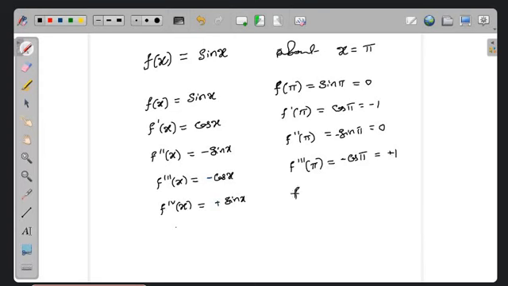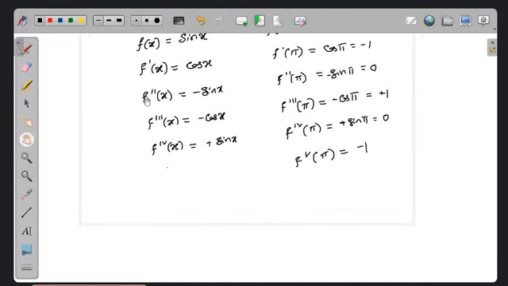Okay, and similarly we can think about the other derivatives also. And if you want one more, we can write. Fifth derivative we didn't find, but still we can write. It's going to be -1. Okay, so now let's write the Taylor series expansion formula.